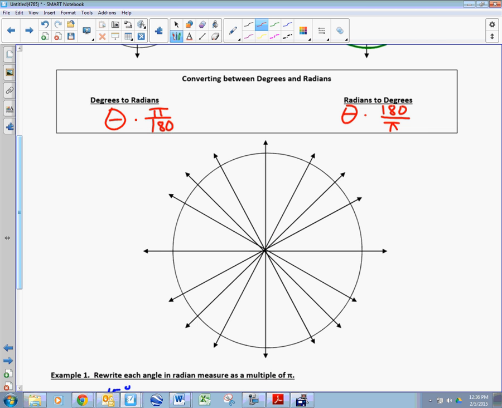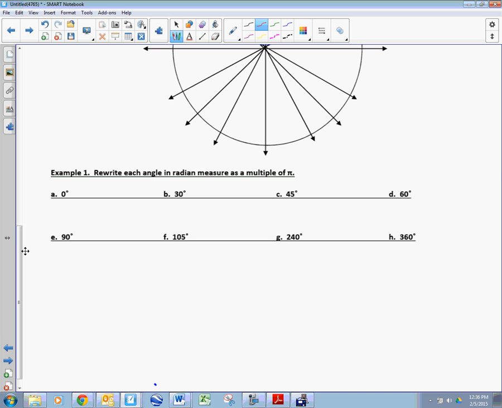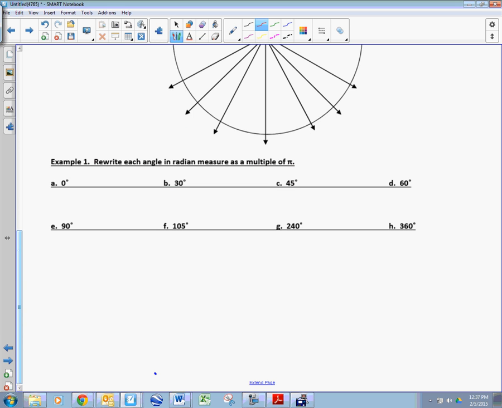So we can do all of these conversions. I'll show you how one of them works, and then we'll play a little bit of a game. I know you guys got into it yesterday. So let's rewrite each angle in radian measure as a multiple of pi. So 0 degrees is how many radians? Thank you. So 30 degrees is how many radians? Pi over 6 radians. 45 is pi over 4, 60 degrees is pi over 3, 90 is pi over 2.